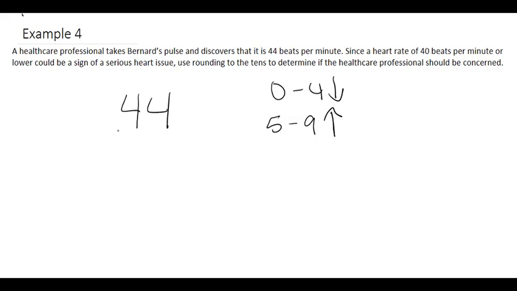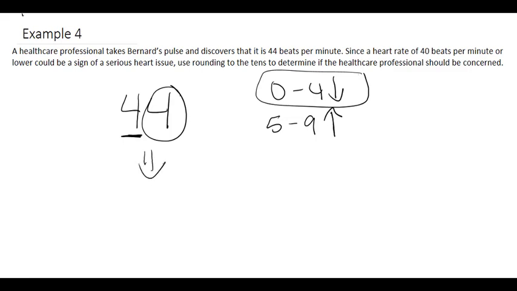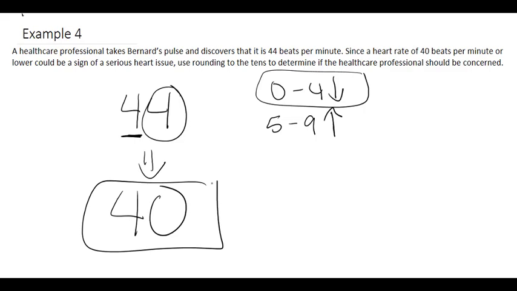So we want to round to the nearest tens. So here's our 10 spot, and we look at the 4 to see if we round up or down. As it's between 0 to 4, we round down. So this number becomes 40. So this would be on the side of concern for the healthcare professional.